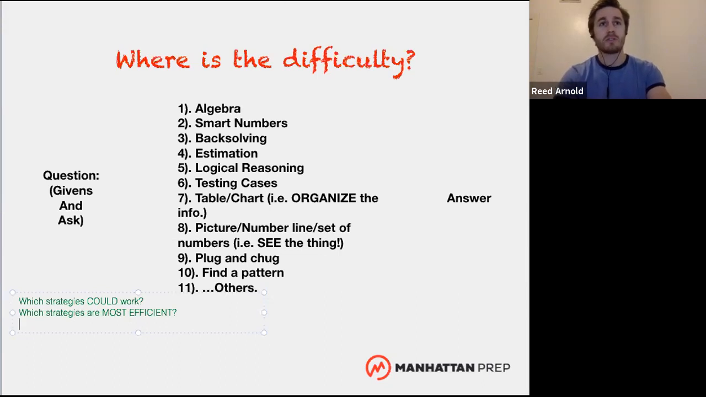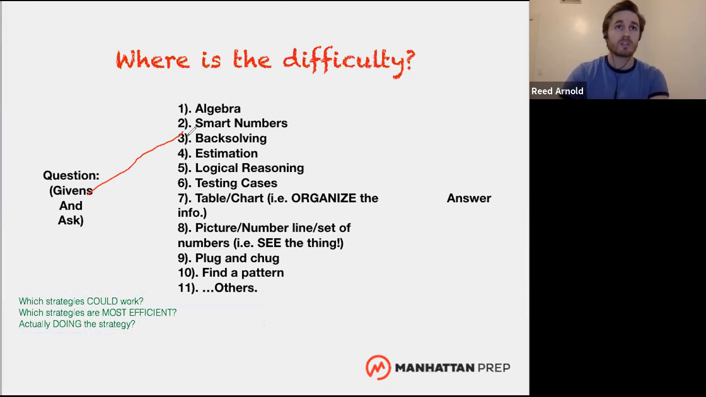And then there's the difficulty of actually using the strategy to solve. Well, first off, not even that, actually doing the strategy. For instance, I could pick a question right now and tell you back solving is the best way to do this question, and it's still a hard question, right? You know it's back solving, you know back solving theoretically works, but to actually do back solving is difficult.